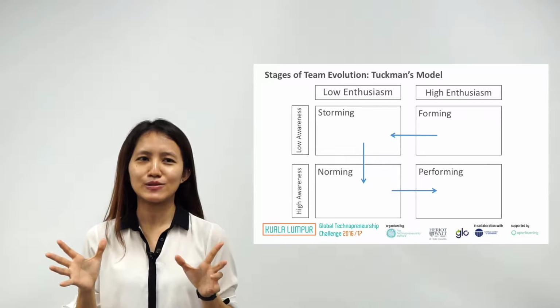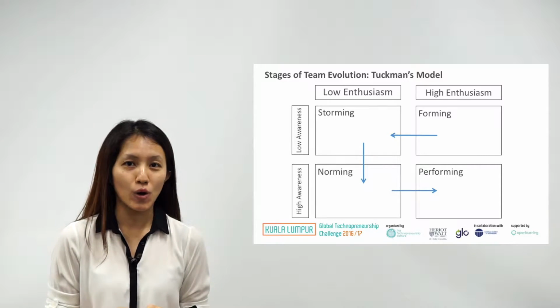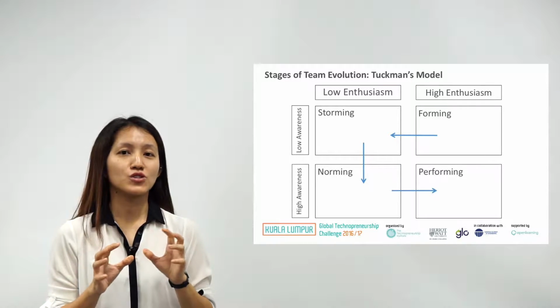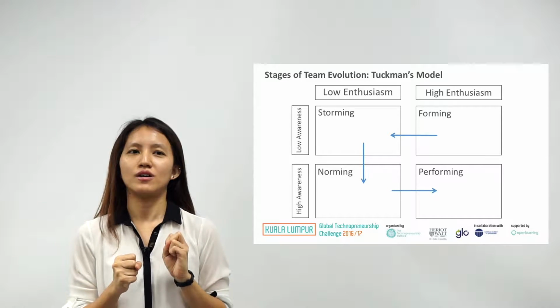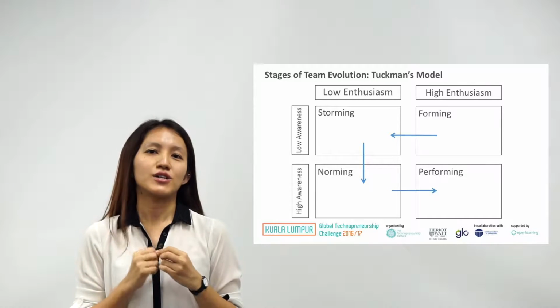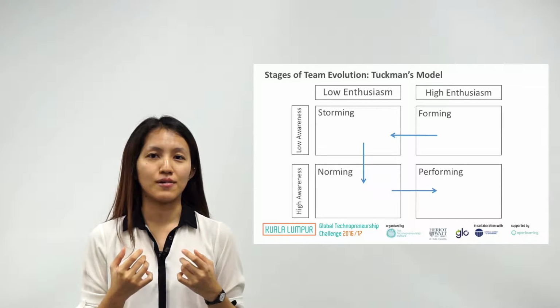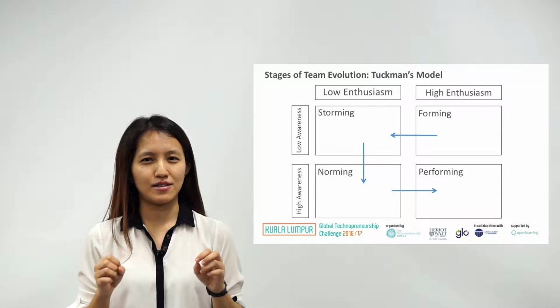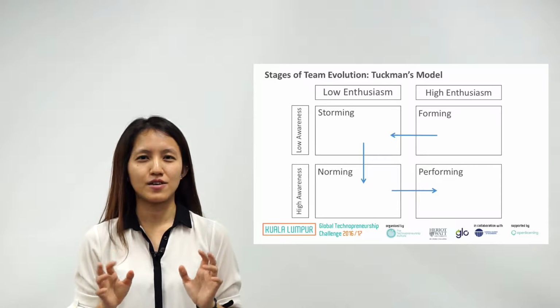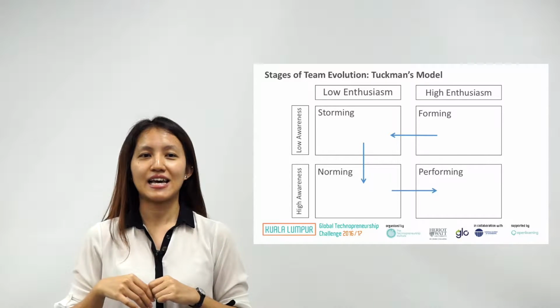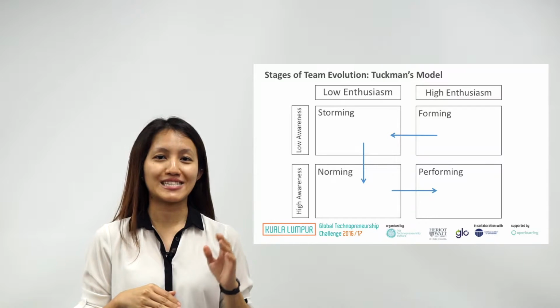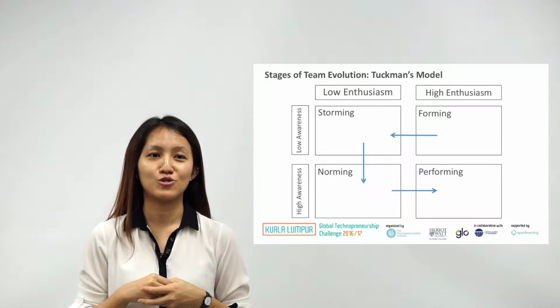We'll be highly enthusiastic, probably still low awareness. Most of the instructions would be according to the leader themselves. Team members might still not know a lot about what is happening in the project. Everyone's still in the early phase of working on the project. And then as we proceed, we will go to the second stage, which is what we call storming.